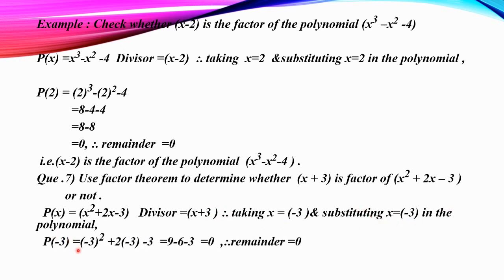we get p(-3) is equal to (-3) raised to power 2 plus 2 multiplied by (-3) minus 3, which is equal to 9 minus 6 minus 3. Calculating, we get the answer as 0. Therefore, the value of p(-3) is 0, which is the remainder. Since the remainder is 0, we get x plus 3 is the factor of the polynomial x square plus 2x minus 3.